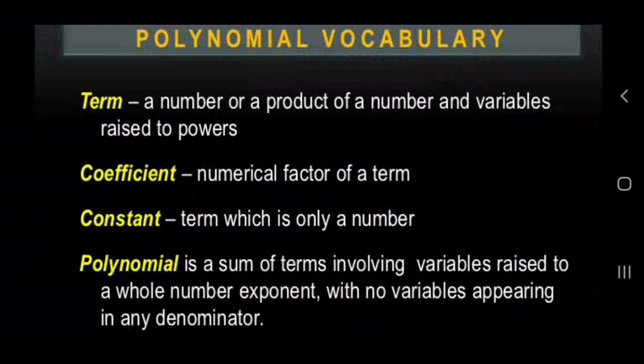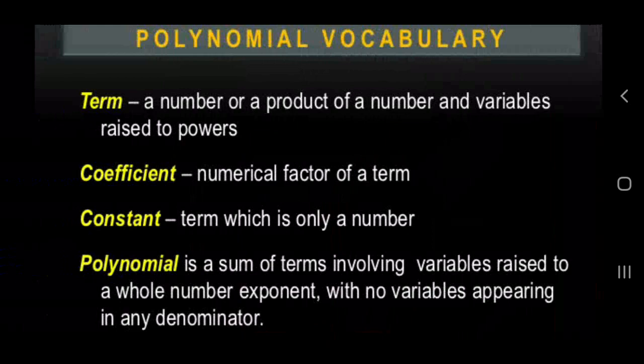Next, coefficient. The numerical factor of the term is known as the coefficient. Constant is a number. From all these we can conclude a polynomial is the sum of terms involving variables raised to a whole number exponent with no variables appearing in any denominator. That is why it is given.